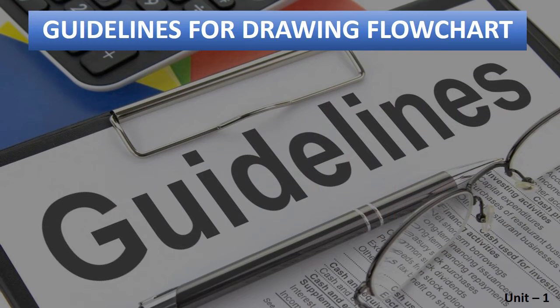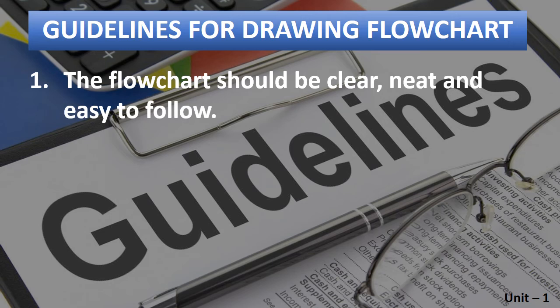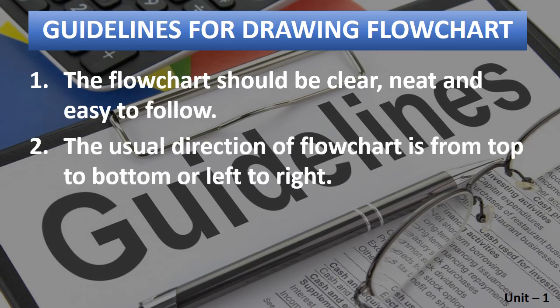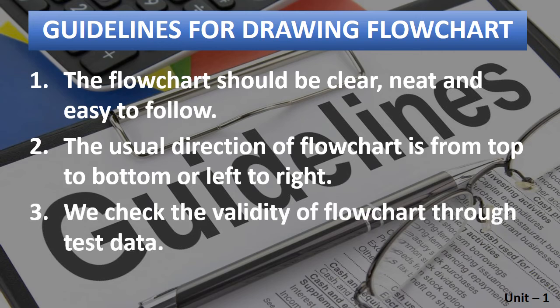Here are some guidelines you need to follow for drawing flowchart. The flowchart should be clear, neat and easy to follow. The usual direction of flowchart is from top to bottom or left to right. It doesn't mean that you cannot make it from bottom to top or right to left, but the usual direction is the standard. We check the validity of flowchart through test data as we have checked the validity of algorithm. The rest of the guidelines are explained with the symbols.